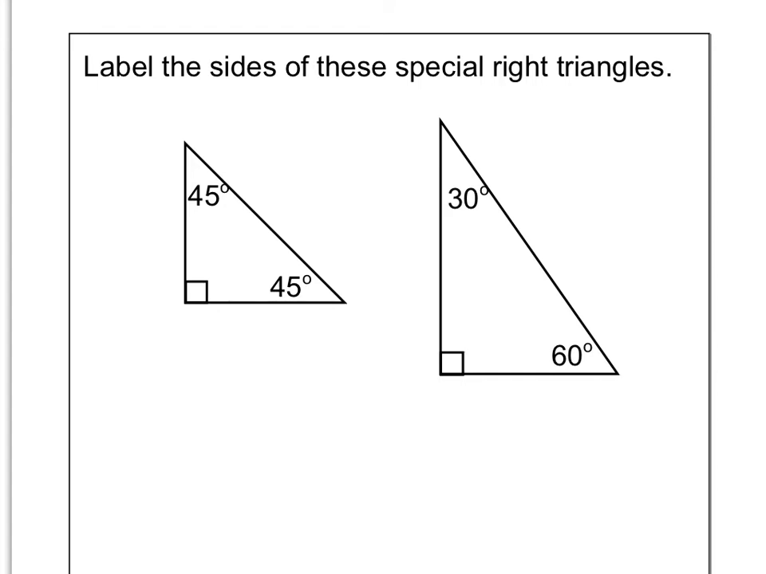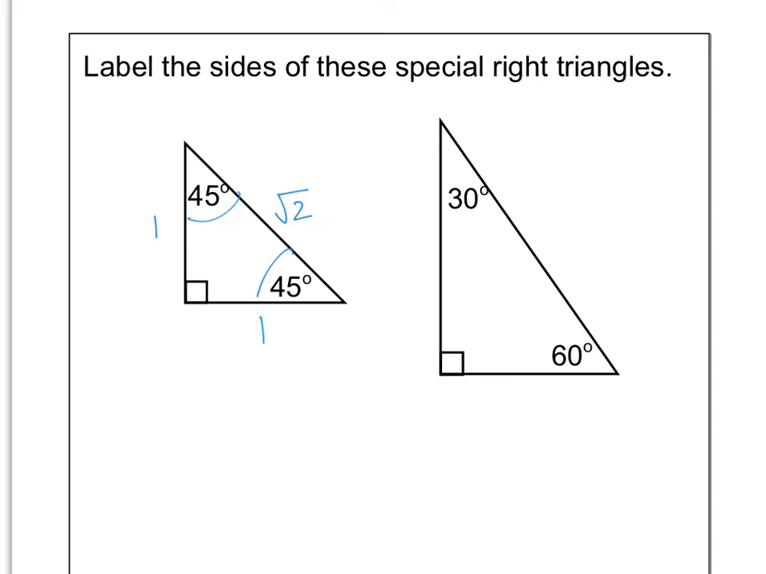In a 45, 45, 90 triangle, you have two angles that are the same, so you will have two sides that are the same. If this is a 1, this side will also be a 1. And then the hypotenuse would be whatever that is times root 2. So they have a ratio of 1 to 1 to root 2.